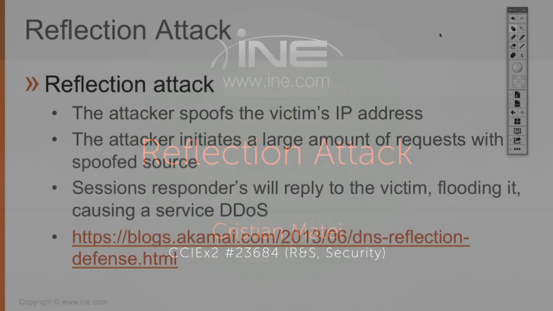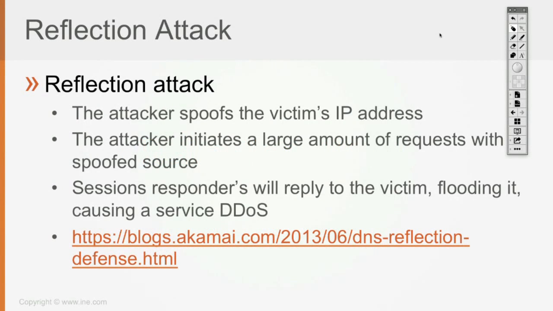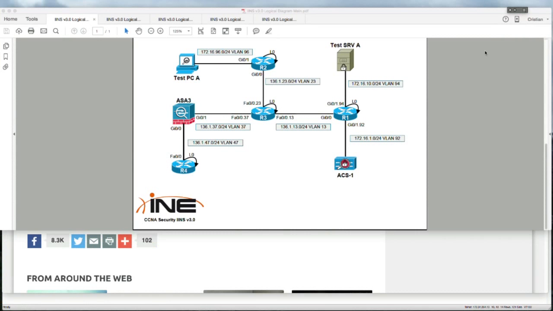Reflection attack, as I was saying. What happens is, first of all, the reflection attack is mainly used in denial of service attacks, most commonly in distributed denial of service attacks. The attacker spoofs the victim's IP address and initiates a large amount of requests with that spoofed address, and then the responders will reply to the victim, flooding it and causing a distributed denial of service. So reflection attacks end up in DDoS attacks, but they make use of IP spoofing.